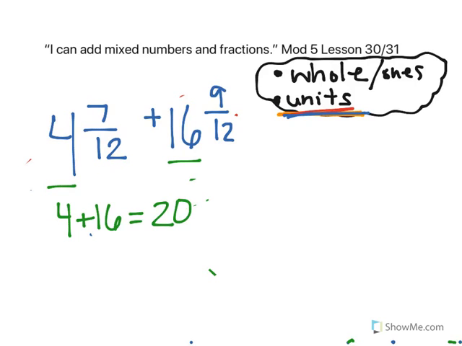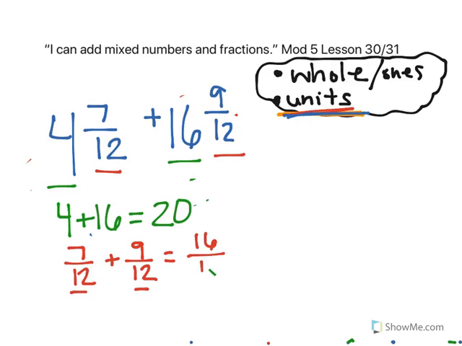Okay, now let's do our fractions. 7/12 plus 9/12. Again, these are the same unit, so I can add straight across. 7 plus 9 is going to be 16/12. Wow, so now I need to add 16/12 to my whole number, to my ones. Okay, so again, what do we notice? It's that our fraction is improper, so we need to change that.